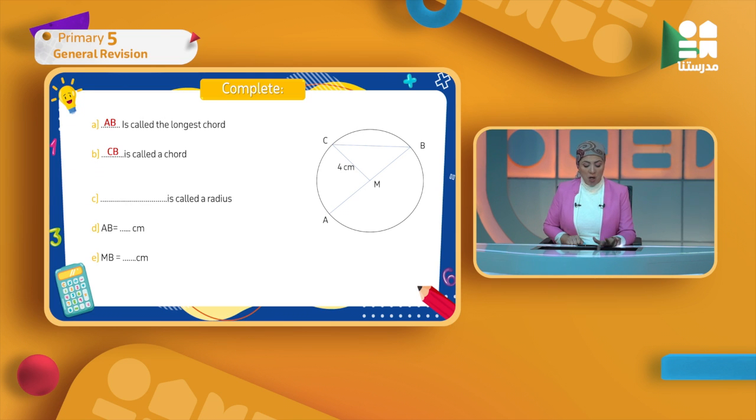The three of them are radii of this circle. So I have MB, MA, and MC. Now I want to know the length of line segment AB. How can I get it?